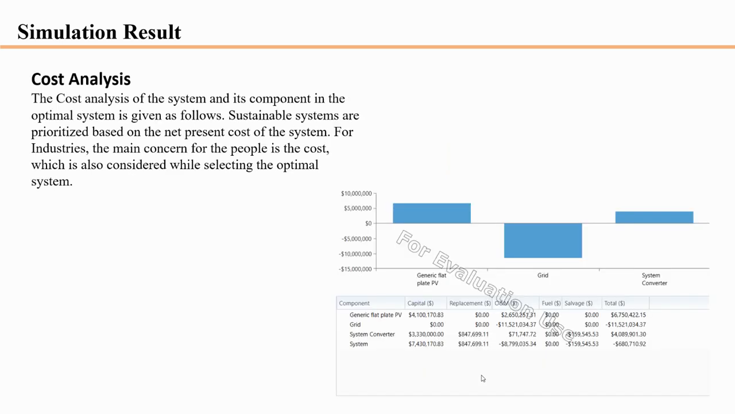The cost of the system components is shown. As we know, sustainable systems are prioritized based on the net present cost for industry. The main concern of people is the cost, which is also considered while selecting any optimum system.